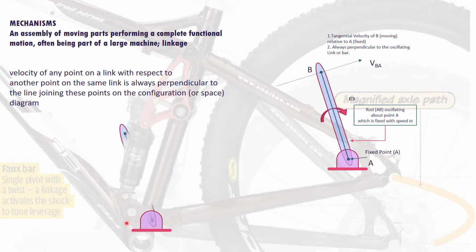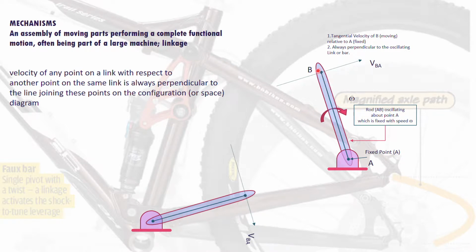So this is what you have. It oscillates about its point A. Therefore you have VBA here in this case. At this position, this is your point B, so your VBA should be pointing in this direction at this instant. And this line here is perpendicular to the line joining both the points.